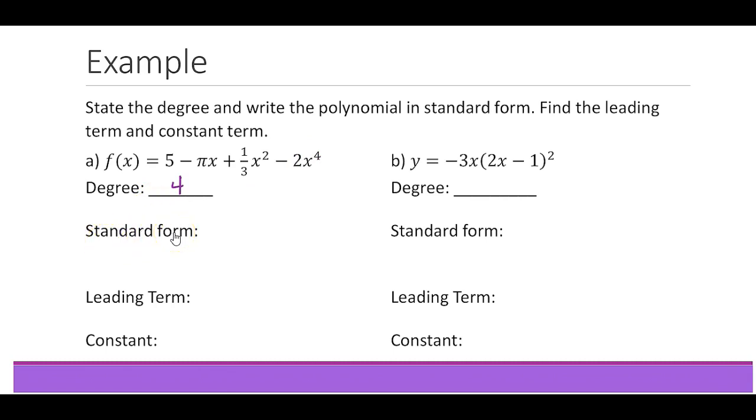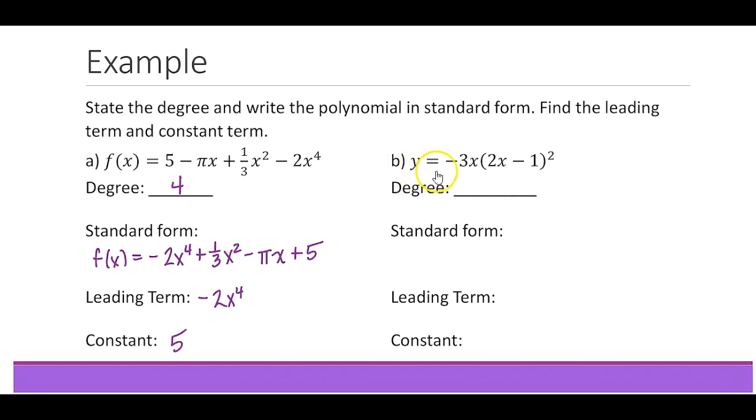Standard form of this polynomial is going to be rewriting so that each term is in descending power order. So standard form is going to be f of x equals -2x to the fourth plus 1/3 x squared minus pi x plus 5. The leading term is the term with the highest exponent. So the leading term is -2x to the fourth. And the constant term, the one without a variable, is 5, +5.